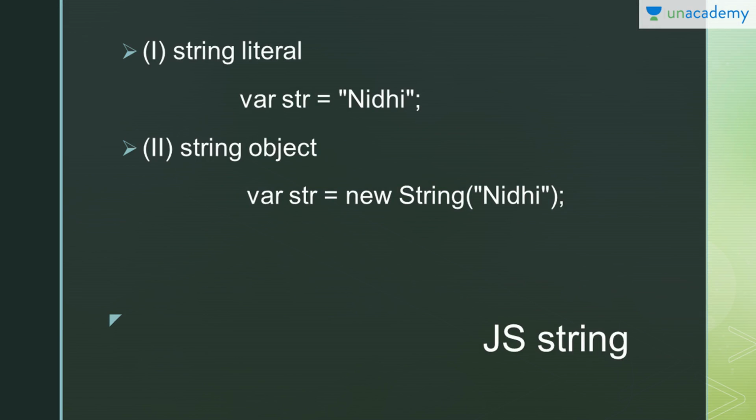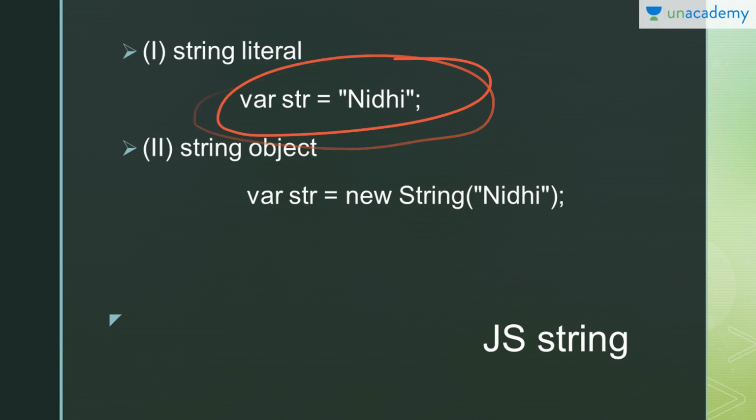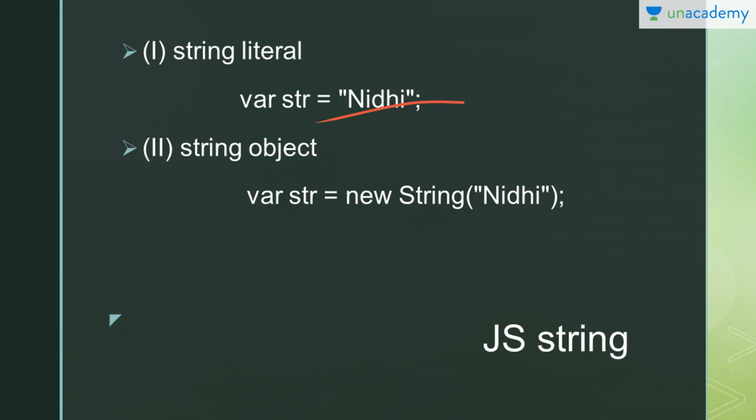Similarly, for strings, there are two ways to create a string. First is the string literal, where you simply define its value: variable str is the name of the string and equals Nidhi, that is the value. Another is the string object, which is created using the new keyword.